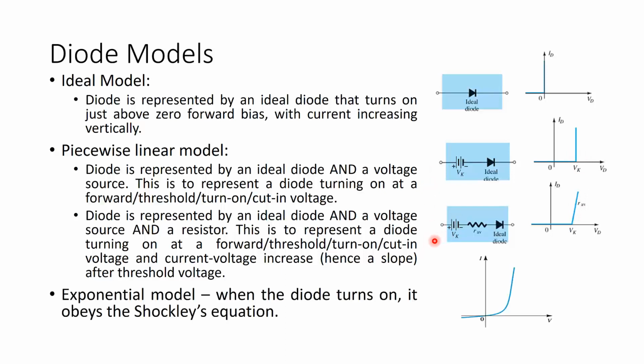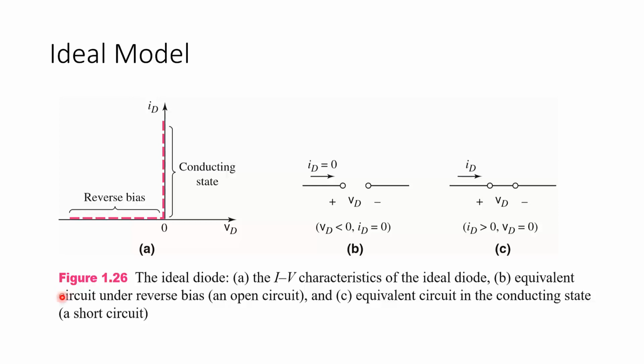Next, another model that you're going to have a look at is the exponential model, i.e. when the diode turns on, it obeys Shockley's equation. Here you will have to handle either a nonlinear equation or a graphical approach. Okay, now let's have a closer look at the ideal model.